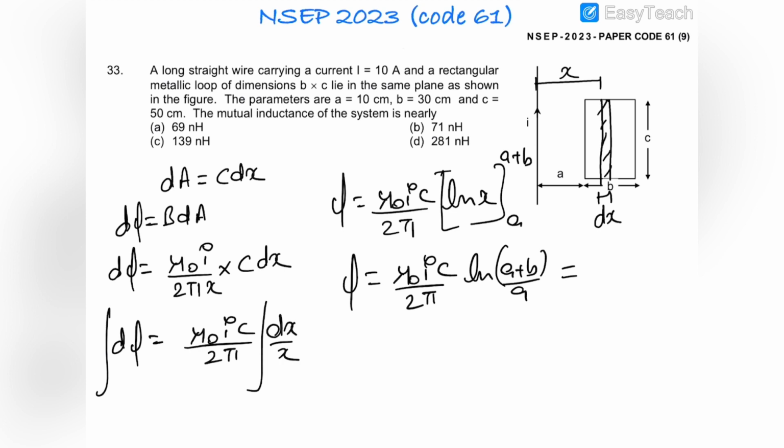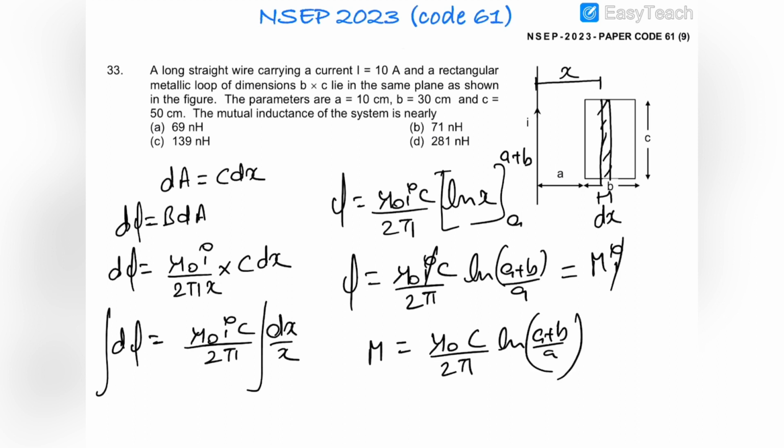And if we equate it with M I, then cancelling I with I, M will be equal to mu naught C by 2 pi ln of (a plus b) by a, and by substituting the values of the variables, the correct answer would be option C, 139 nanohenry. Now we move on to the next question.